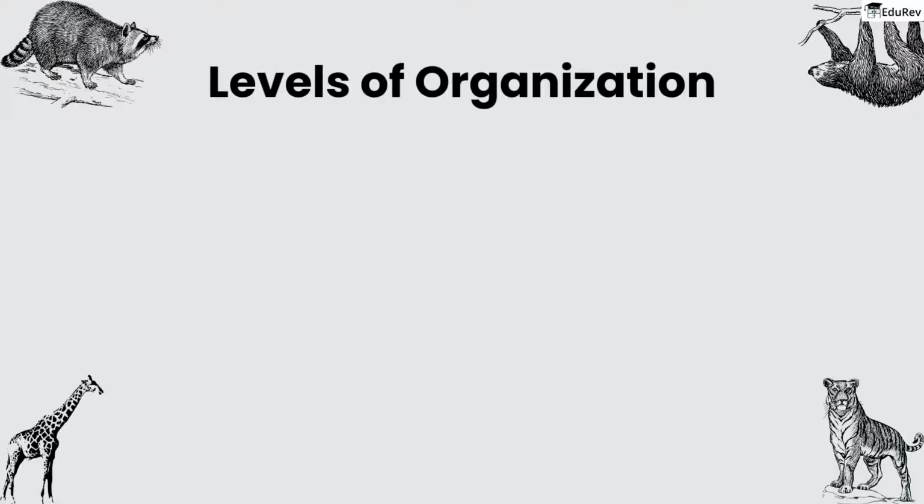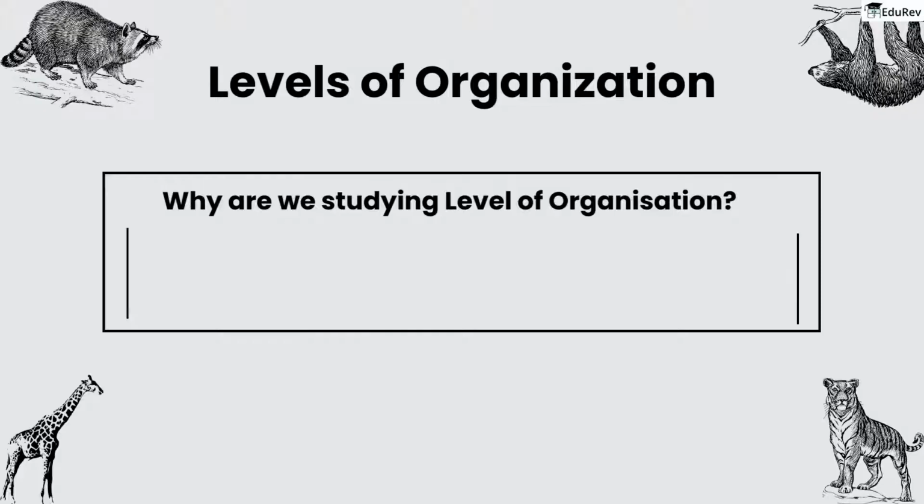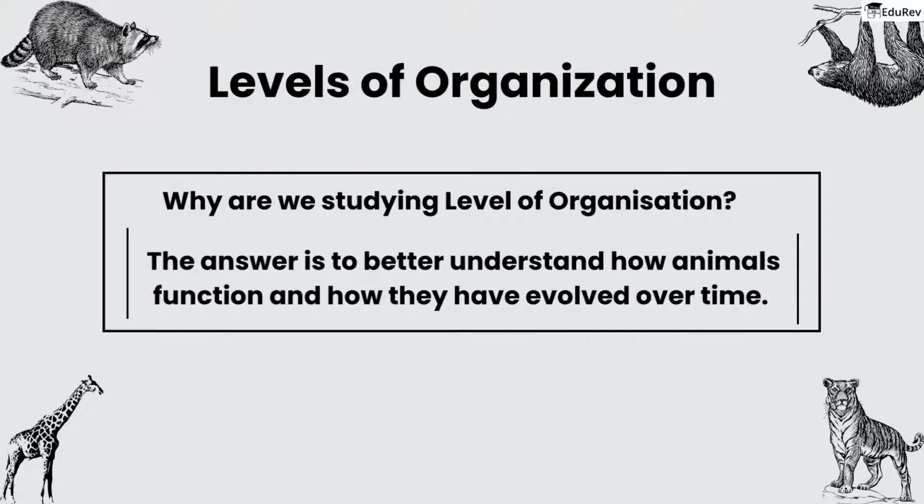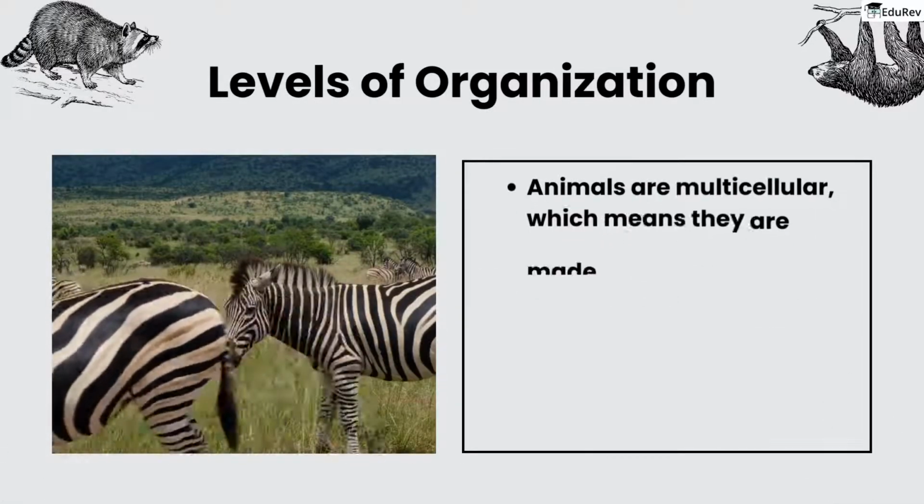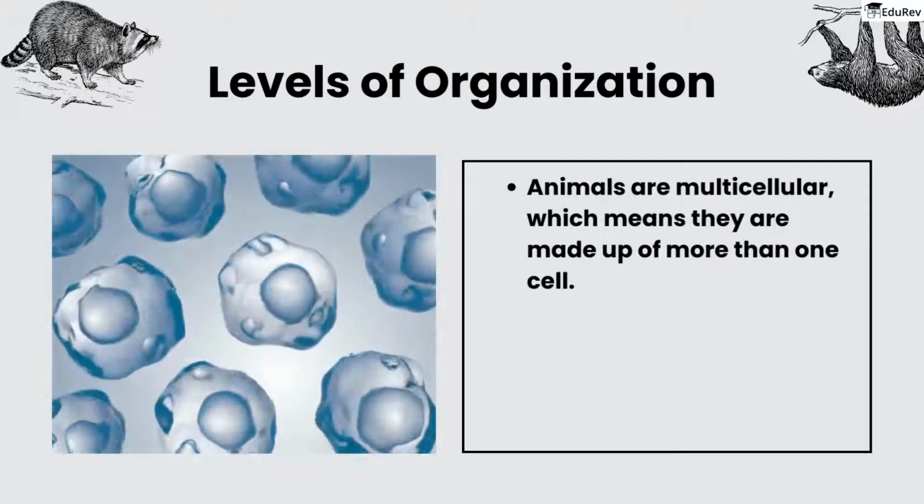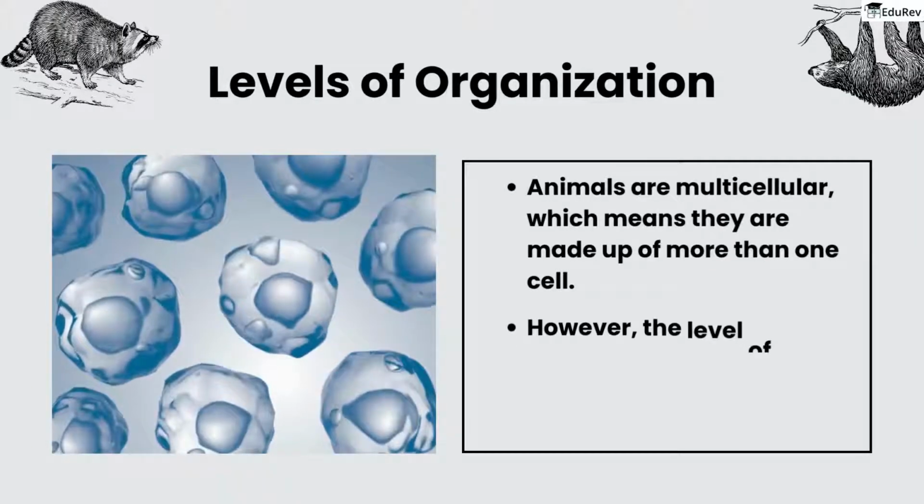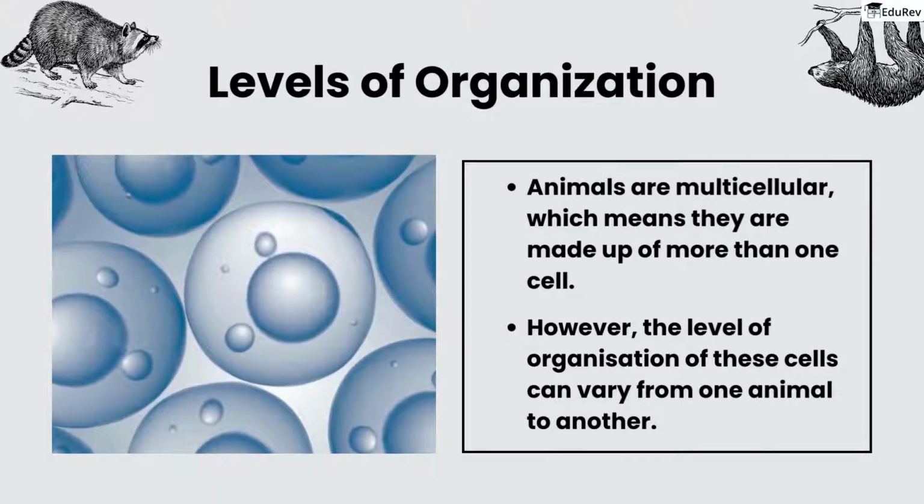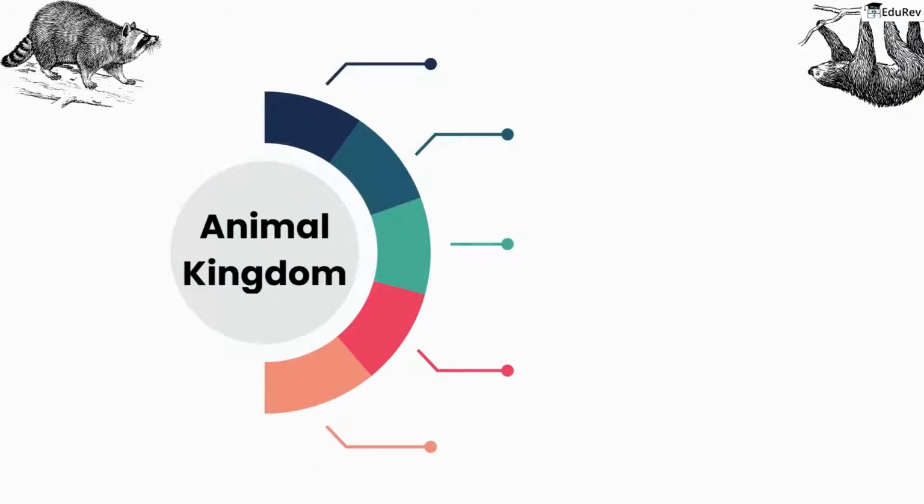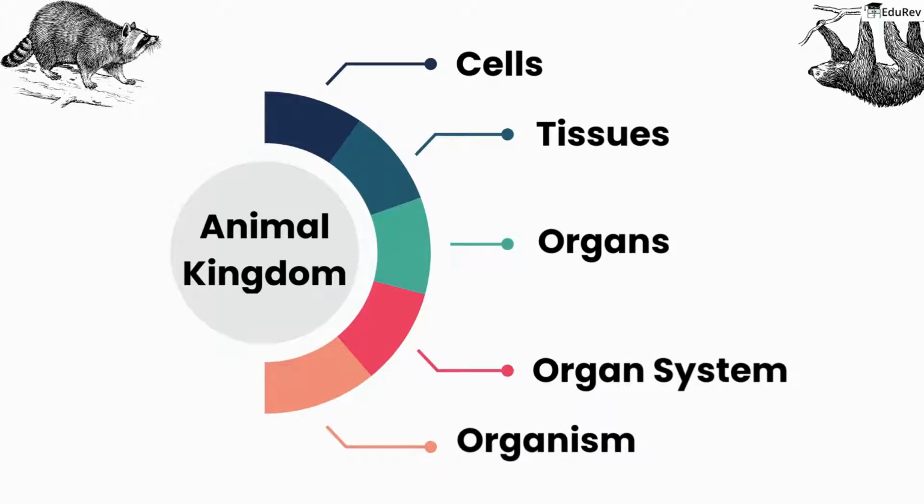Now, before jumping into the topic, let's first understand why we are studying level of organization. The answer is to better understand how animals function and how they have evolved over time. As we know, animals are multicellular, which means they are made up of more than one cell. However, the level of organization of these cells can vary from one animal to another. The animal kingdom is divided into several levels of organization, including cells, tissues, organs, organ systems, and organisms.